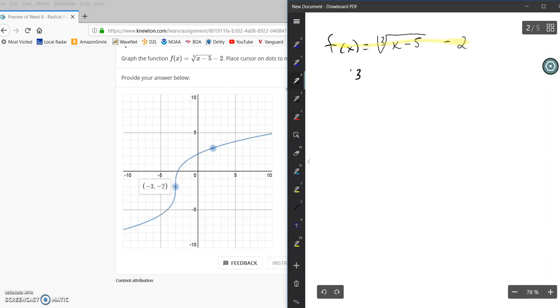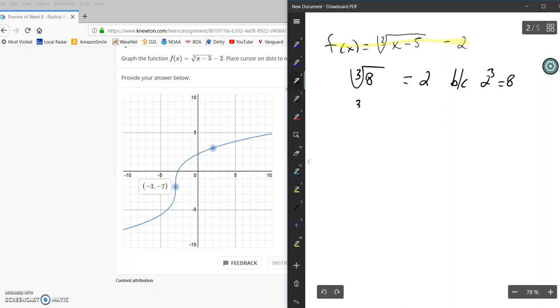Let's use the cube root of 8. What does that mean? Well, I'm looking for a number that when I raise it to the third power, I get 8. So that would be 2. And the reason that's true is because 2 to the third power is equal to 8.